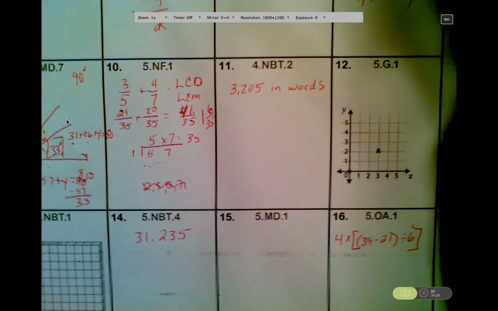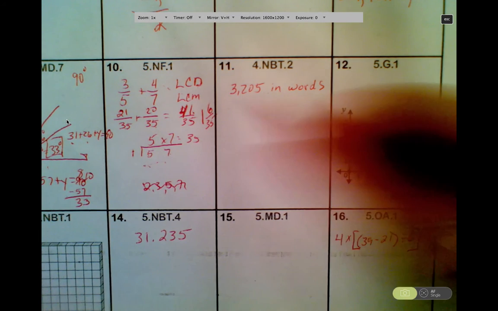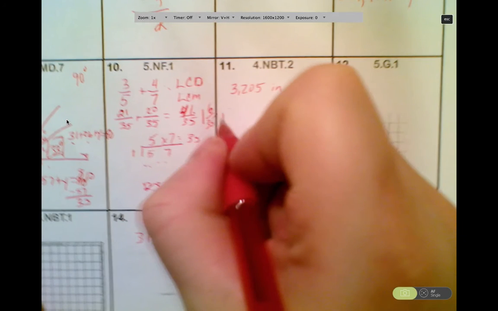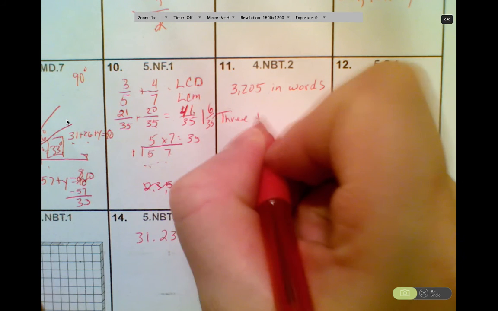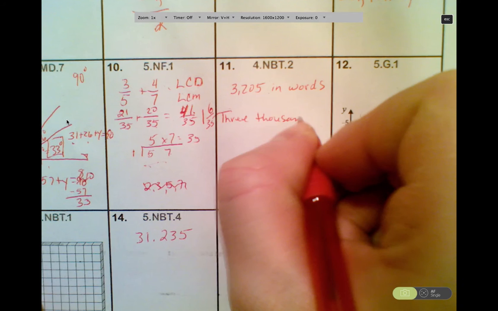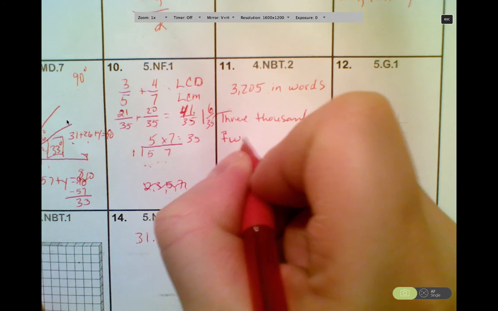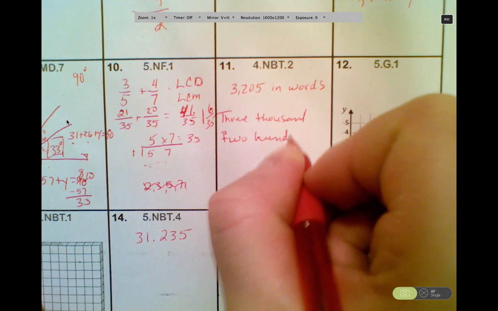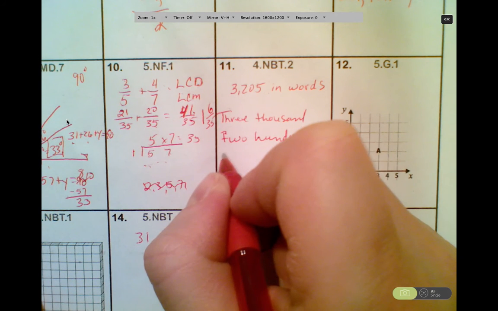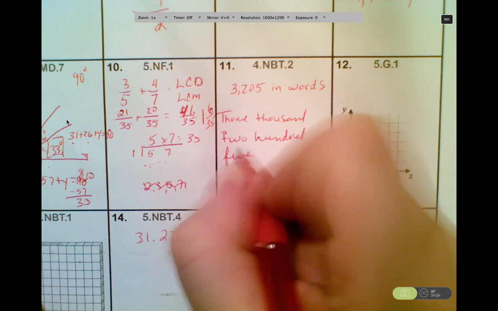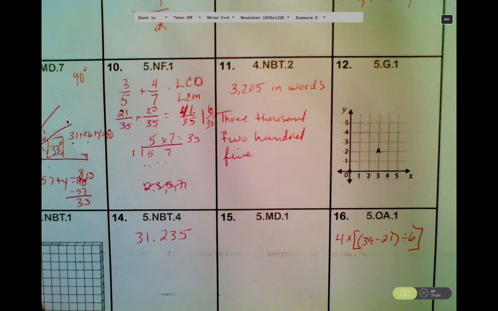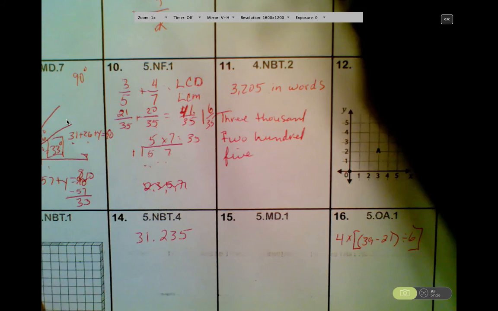Moving on to number 11, I have to write 3,205 in words. I'm just going to write what I say. 3,000 205. Notice I don't write the word "and" in there. "And" doesn't belong in there, so don't put it in there.